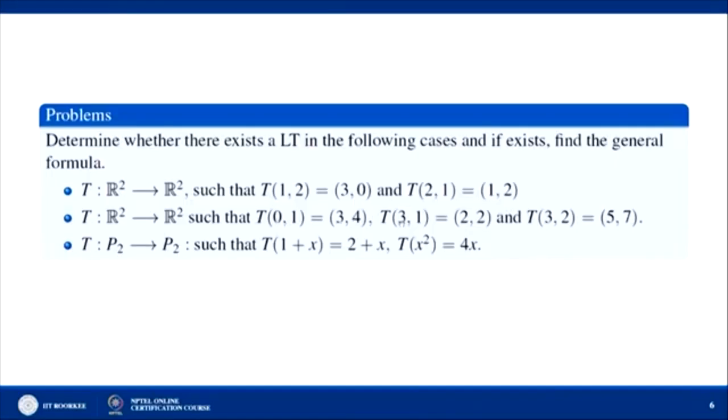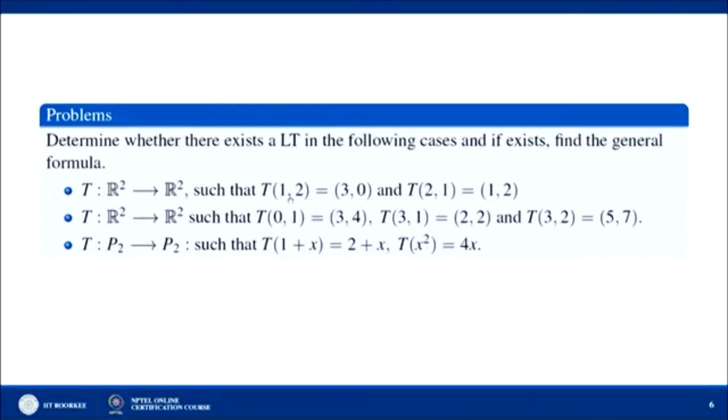Now if you see the second example, here 3 elements are given to you: T of (0, 1) is (3, 4), T of (3, 1) is (2, 2), and T of (3, 2) is (5, 7). Of course (0, 1), (3, 1) and (3, 2) are not linearly independent, because the dimension of R2 is only 2 and here we have 3 vectors. So you take any two linearly independent vectors, say (0, 1) and (3, 1), and find a linear transformation as we did in the first example. If that linear transformation satisfies the third expression also, then such a linear transformation exists. Otherwise we say that the linear transformation does not exist.